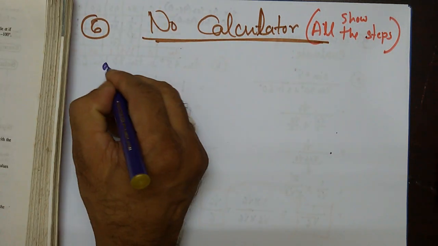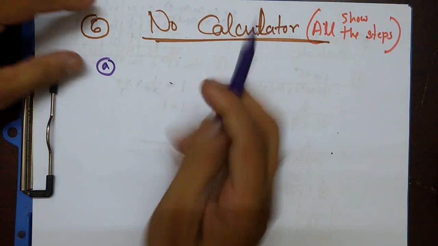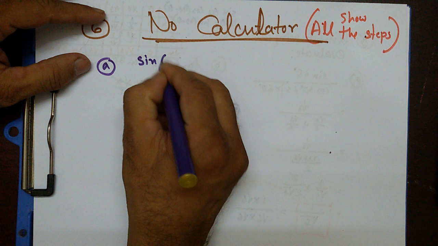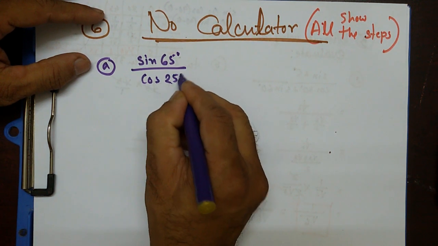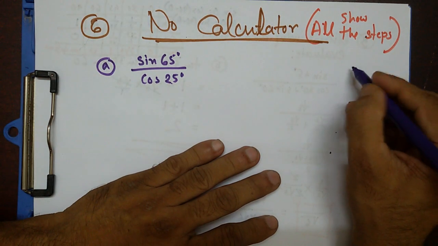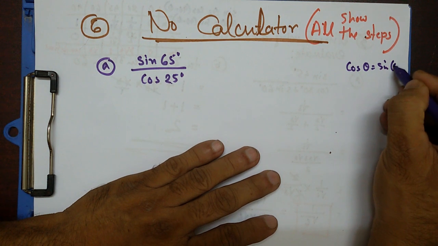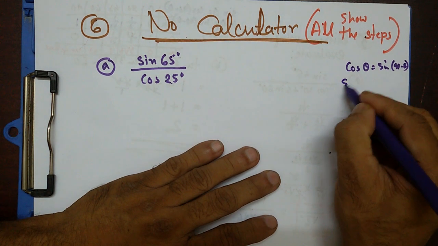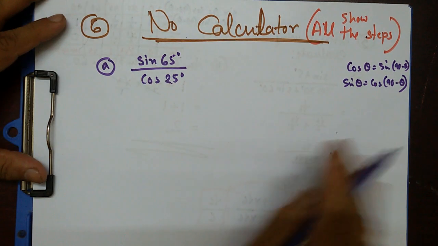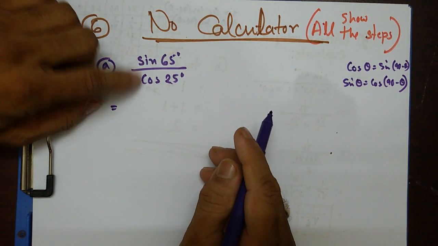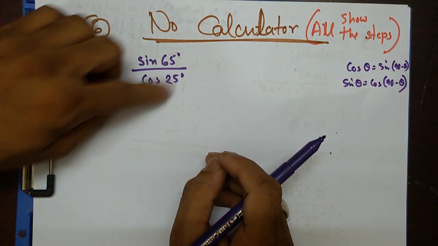A says sine 65 degree by cos 25 degree. Okay, here you have to do this. Cos theta equal to sine 90 minus theta, and then sine theta equal to cos 90 minus theta. Okay, this formula. So you can change either one, it doesn't matter. You can change either sine or cos if you have this kind of formation of the math problem.